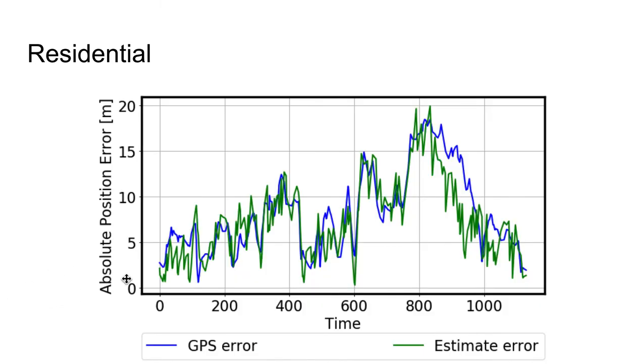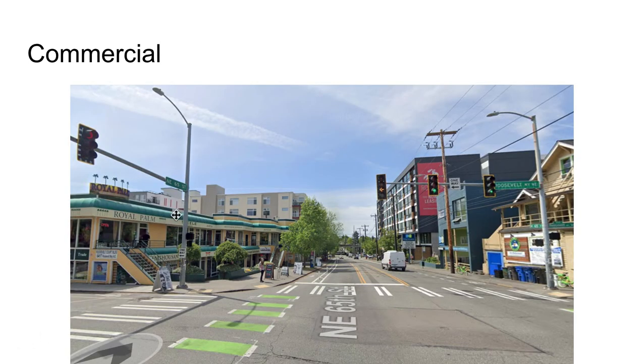This is a plot of the error over time for the raw GPS and the estimated position. And most of the time they track pretty well. Toward the end of the trial, the estimate actually got a little bit better, but not super significantly. This is a typical scene from the commercial environment. So there are some high-rise apartments, some other buildings and shops, but no very large buildings.